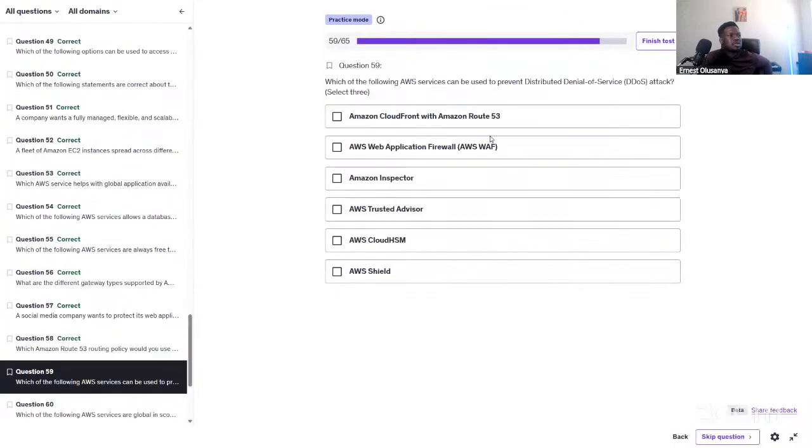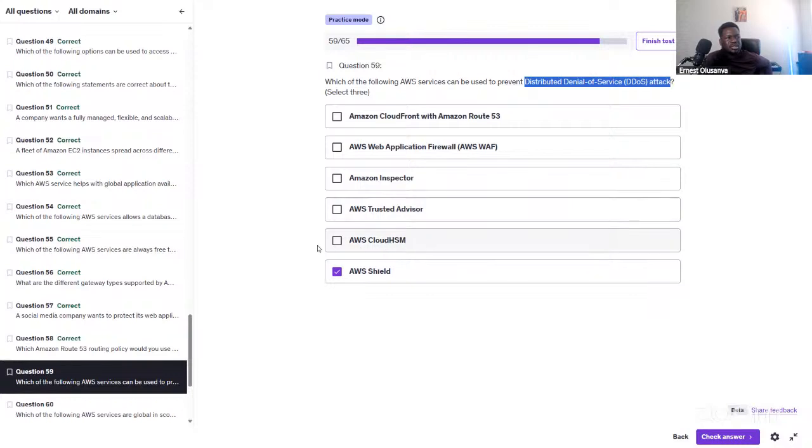All right, next question. Which of the following AWS services can be used to prevent denial of service attacks? We just talked about this now. So now this might be difficult, but it's straightforward. You just have to pick three that give you insight into this kind of attack. Number one is Shield, right? Shield will actually go ahead and protect you from that. But then you still have other services they're asking for here.